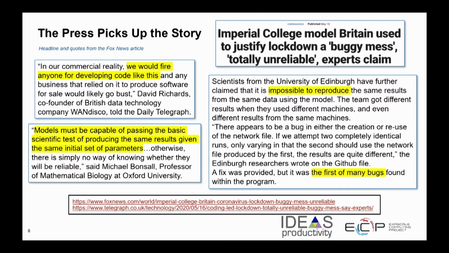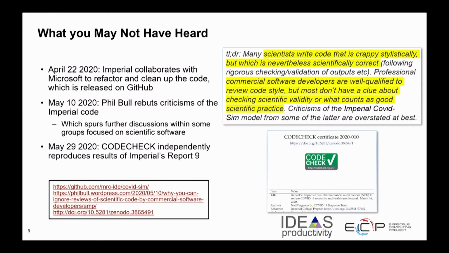And this was just somebody's research code that they used for years and years, and they applied it to COVID, and suddenly it got a lot of scrutiny. What you may not have heard in the aftermath is that the folks at Imperial worked with Microsoft to refactor the code and clean it up, so you can get a newer, better version that's out on GitHub. And then someone else took a look back at all these criticisms that had been leveled at the Imperial code, and he said, many scientists write code that's crappy stylistically, but which is nevertheless scientifically correct. And he said, professional commercial software developers are well qualified to review code style, but most don't have a clue about checking the scientific validity and what counts as good scientific practice.